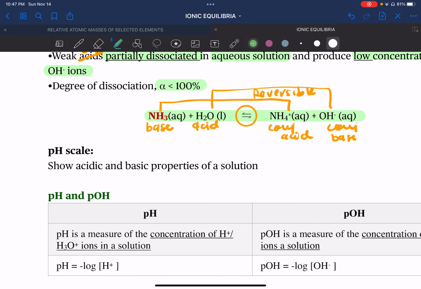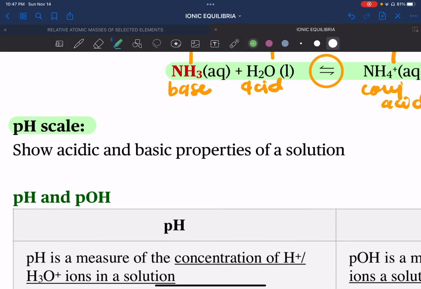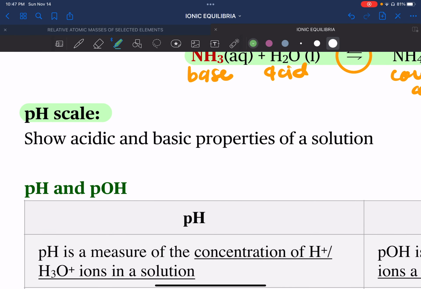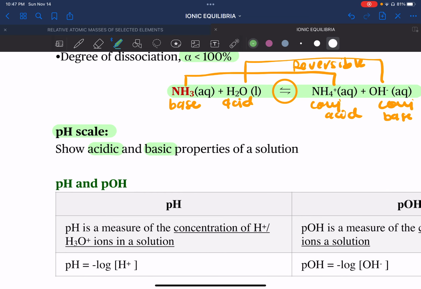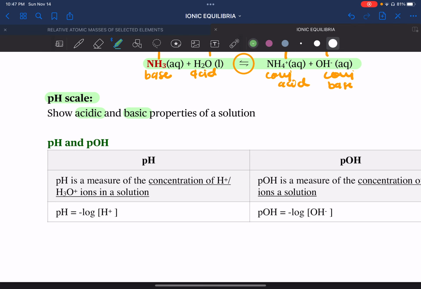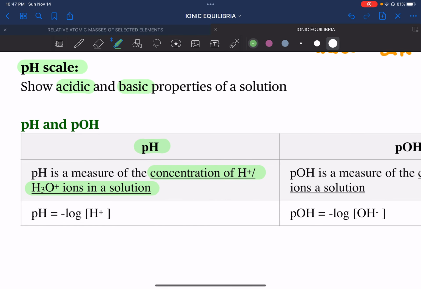Okay, next we move on to pH scale. This one, I believe semua orang dah pernah tengok kan, pH scale dulu. So, pH scale ni show us the acidic and basic properties of a solution. Okay, so now, sebelum ni you pernah tengok pH. Okay, pH is a measure of concentration of H plus or H3O plus ion. H plus dengan H3O plus basically benda yang sama. Okay, so pH ni bagi tahu kita berapa banyak H plus dalam solution awak.